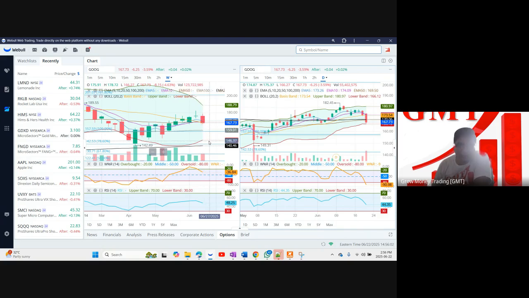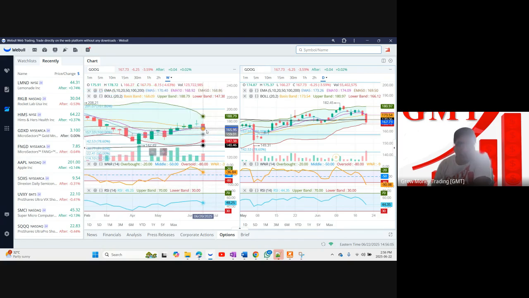Here there's an EMA close to 159. It almost touched this. 164 would be the next immediate support. After that would be the 159 level. That could be the support level to watch for.